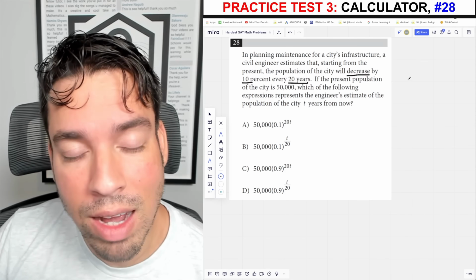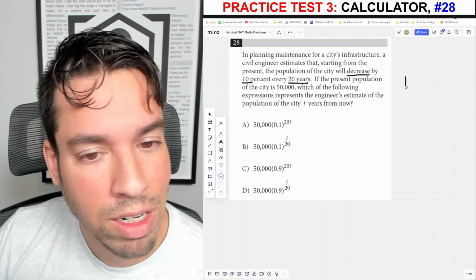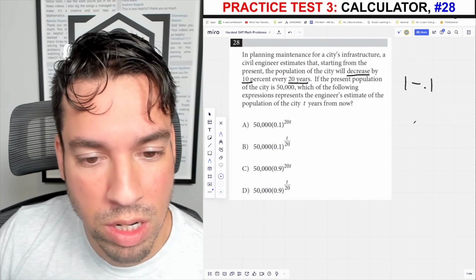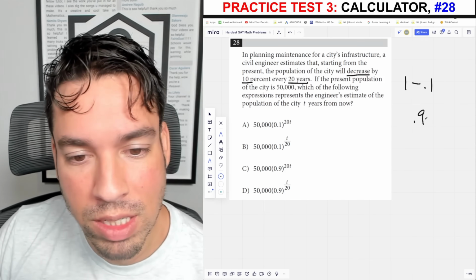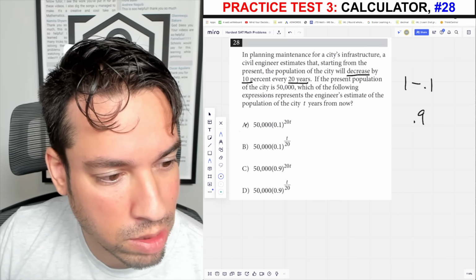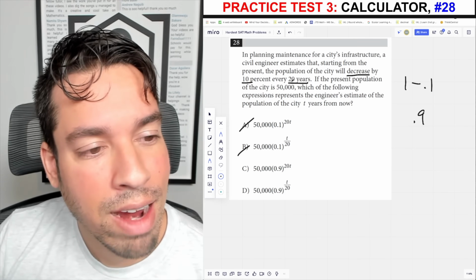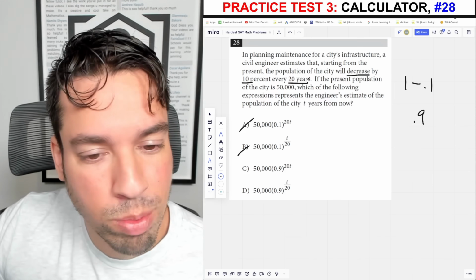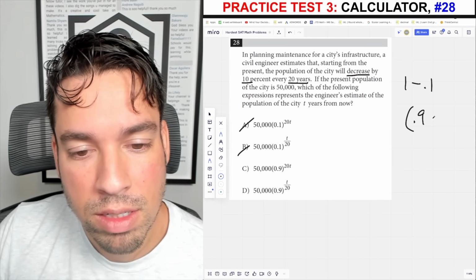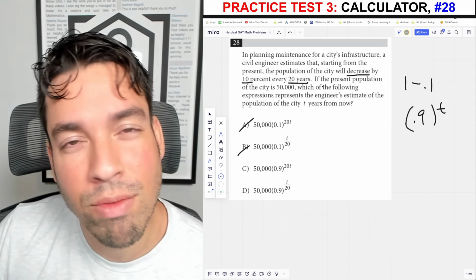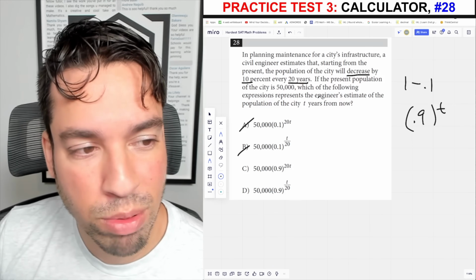So again, how is this going to show up in an exponential? It's going to be 1 minus that 0.1, aka 0.9. So I should be seeing a 0.9 in the correct answer, which means A and B are out. This would be a 90% drop. And again, every 20 years. If it just said every year, this would be really simple. This would be 0.9 to the t power and we'd be done. But it says every 20 years. So we're going to think about how to break that down in a second.